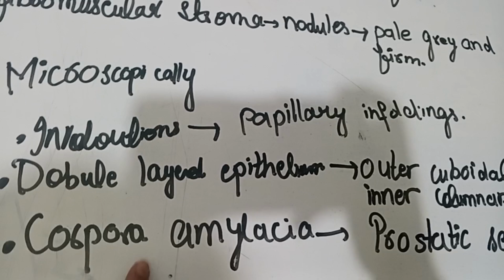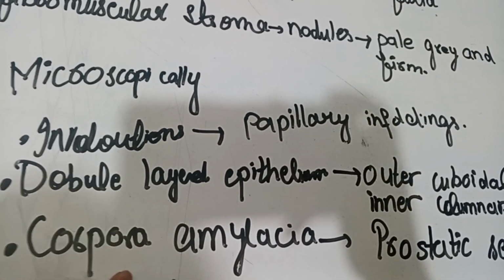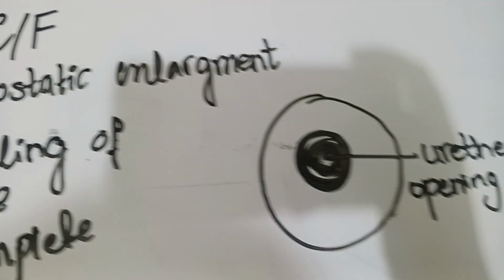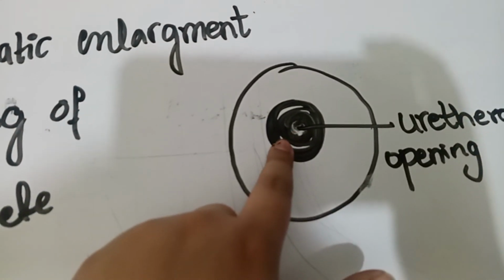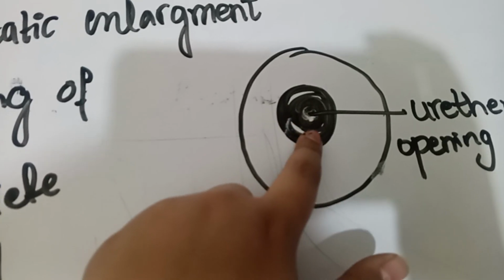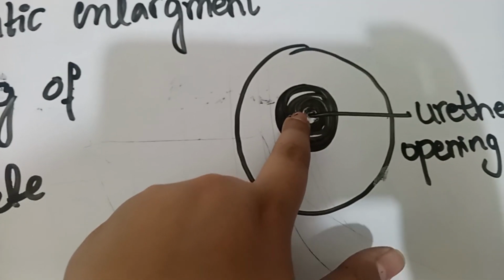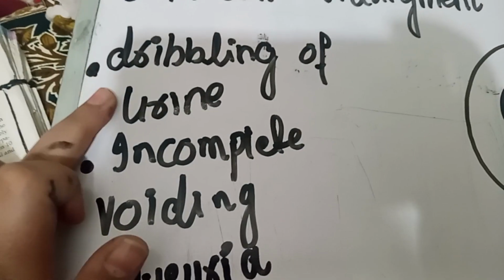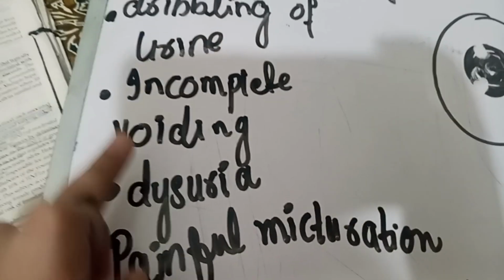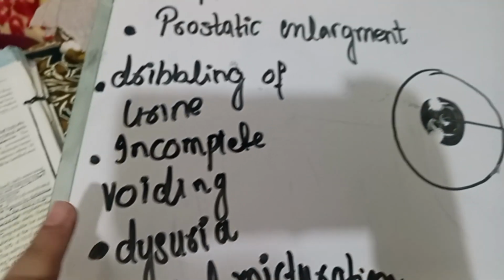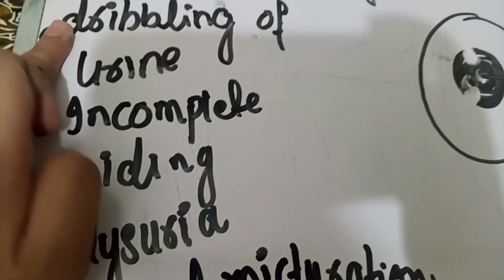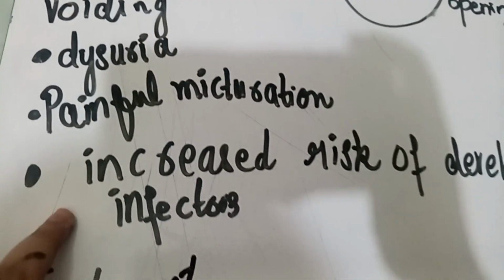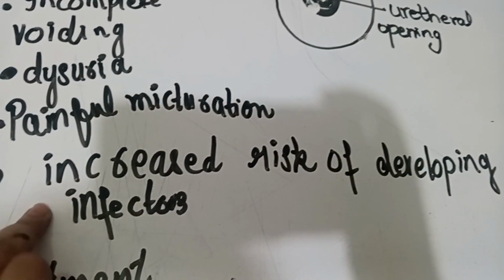Now let me show you the histology and microscopy of BPH. Features in case of prostatic enlargement: the prostate is enlarged in the middle lobe and the transitional zone, and there is the urethral opening there. So the enlargement exerts pressure on the urethral opening, and the patient complains of dribbling of urine, incomplete voiding, dysuria, and painful micturition. These are the presenting complaints of the patient, who is 50 years or above. There will also be increased risk of kidney and bladder infections.